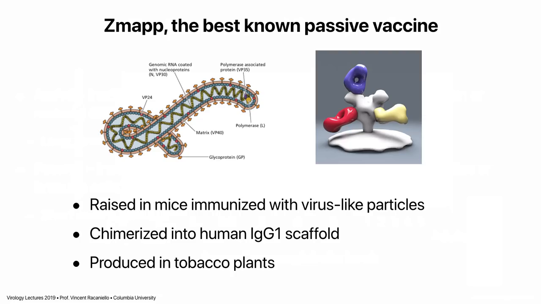These are monoclonals made in mice by injecting them with virus-like particles, so they're not infectious. That's because it's very difficult to work with Ebola virus. If it's infectious, you have to work in a BSL-4. The sequence is built into a human scaffold because it starts as a mouse monoclonal. You don't want to put those into people because you'll make antibodies against the mouse antibodies. So you make it human. And then the antibodies are actually produced in plants, so you can do that at high scale and cheaply. They're purified and put into people.